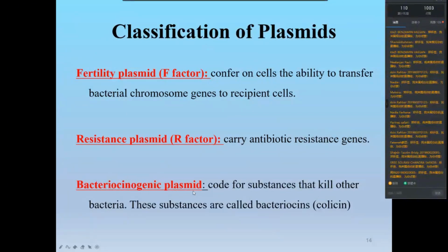Bacteriocinogenic plasmids code for substances that kill other bacteria, and these substances we call bacteriocins. Bacteriocins can kill other bacteria but do not kill the producer itself. One example of the bacteriocins is colicin, which is produced by E. coli, which can kill other bacteria but is safe for E. coli. So these are different types of plasmids.